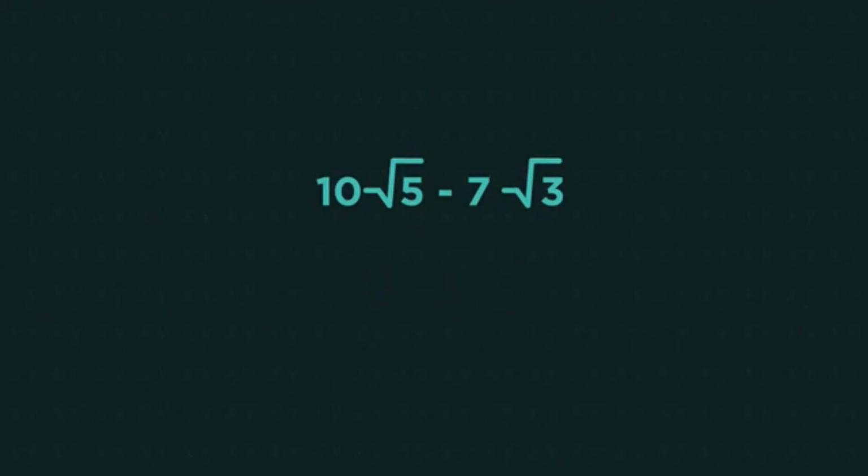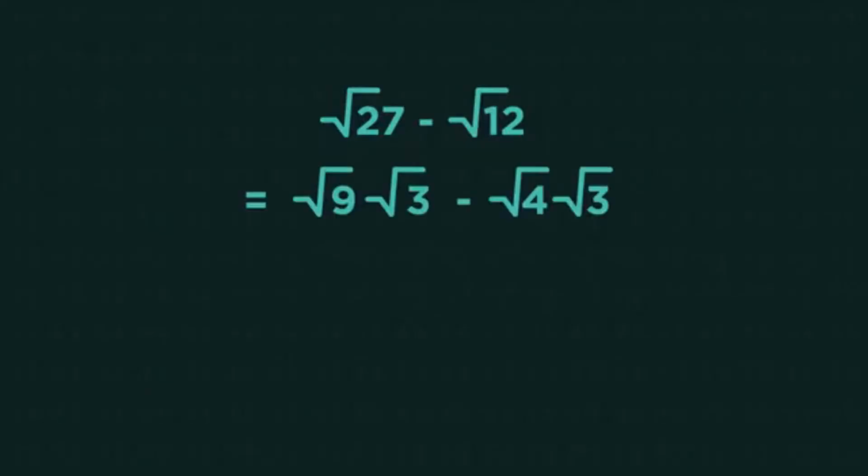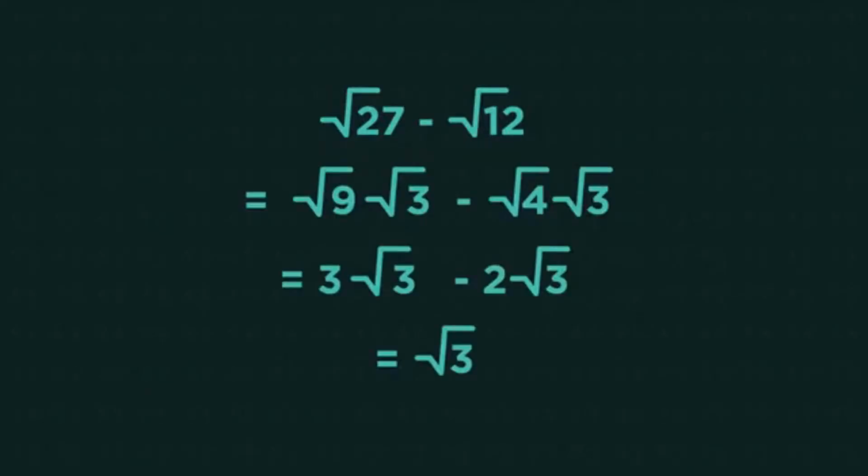But be careful, because you may be able to simplify the surds first, and then add or subtract. So give this question a go yourself. Simplify and then subtract. Pause the video, work out the answer, and click play when you're ready to check. Did you get it right? Square root 3. As always, simplifying is a really important part of surds.